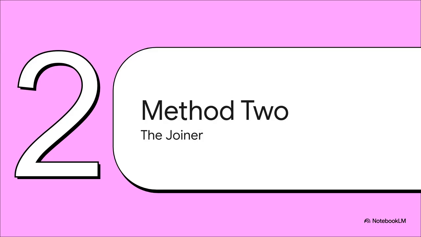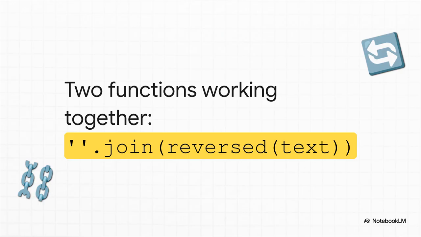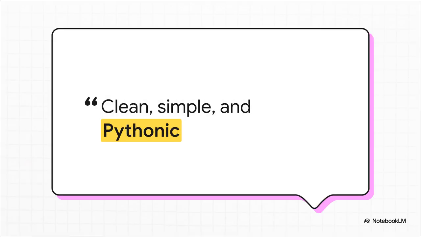Pretty slick, right? Okay, on to our second method, which is another huge fan favorite. Let's call it the joiner. So this one uses 2 different functions working together as a team, reversed and join. Now, you can see it's a little bit longer than the slice method, but a lot of developers really like it because it's super explicit. You know exactly what's happening just by reading it. And that crystal clear intention is exactly why our source material describes it as clean, simple, and Pythonic.